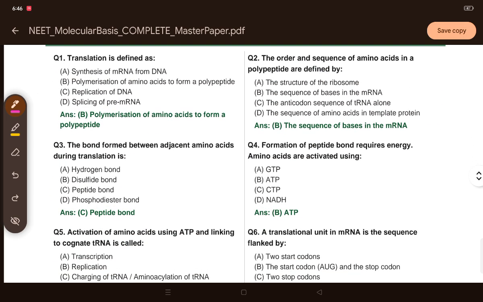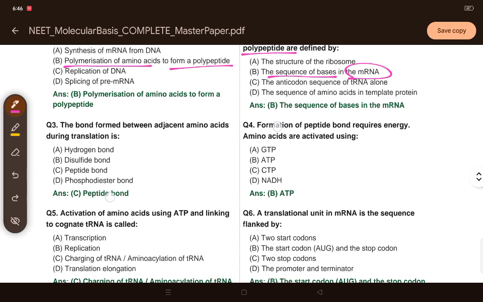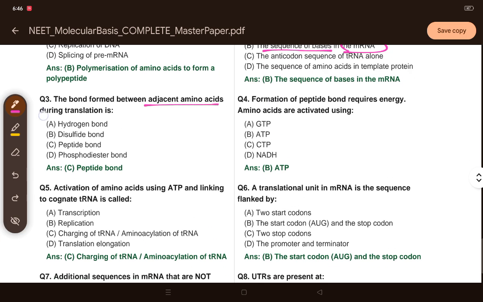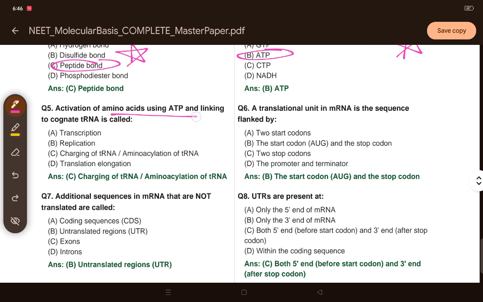Translation is defined as polymerization of amino acids to form a polypeptide. The order and sequence of amino acids in a polypeptide are defined by the sequence of bases in the mRNA. The bond formed between adjacent amino acids during translation is the peptide bond. The formation of a peptide bond requires energy. Amino acids are activated using ATP. Activation of amino acids using ATP and linking to cognate tRNA is called charging of tRNA and aminoacylation of tRNA.